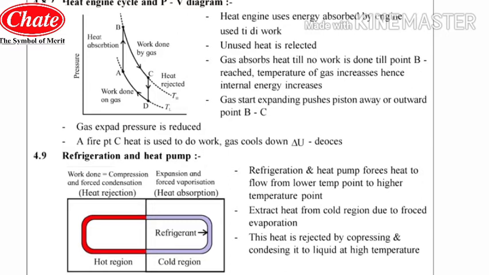So students, a refrigeration heat pump forces heat to flow from the lower temperature point to the higher temperature point. It extracts heat from the cold region due to forced evaporation. This heat is rejected by compressing and condensing it into liquid at a high temperature. This is the layman diagram that we have understood for the refrigeration and heat pump. Now we will see the exact working with the correct diagram.